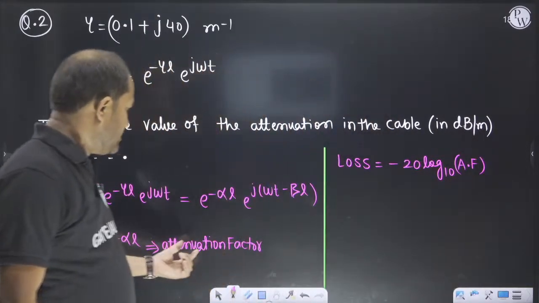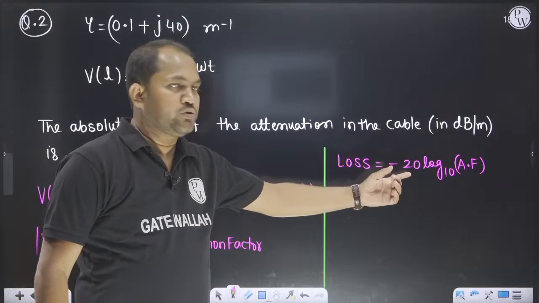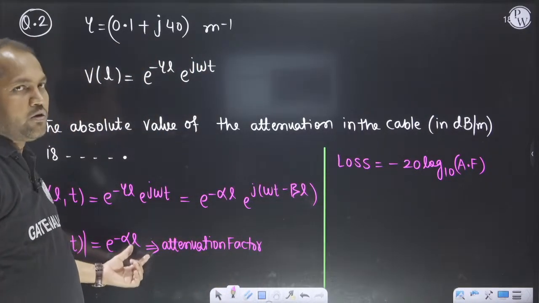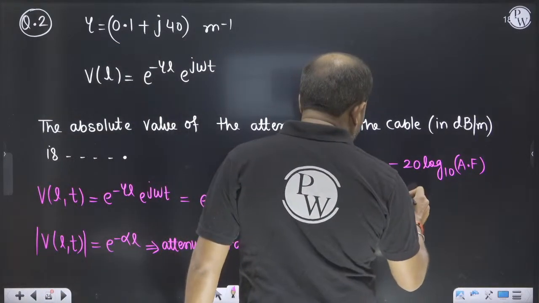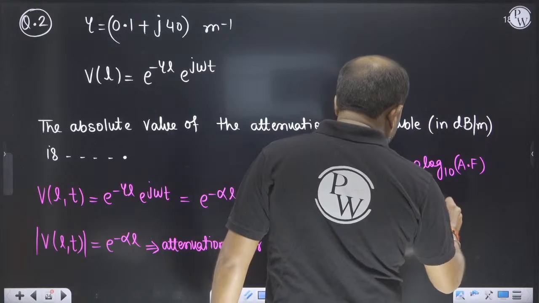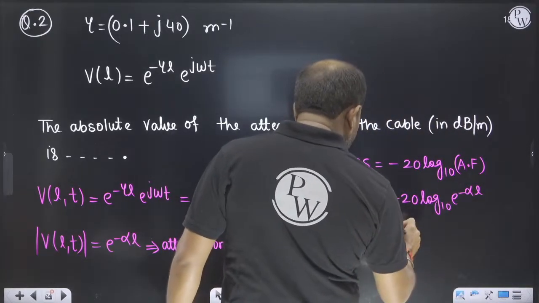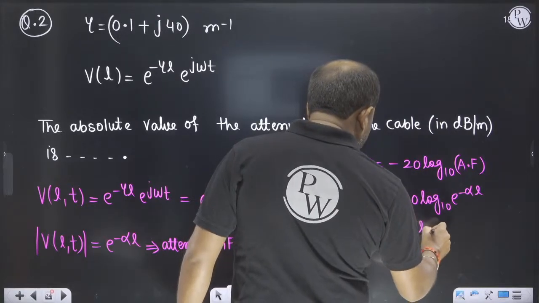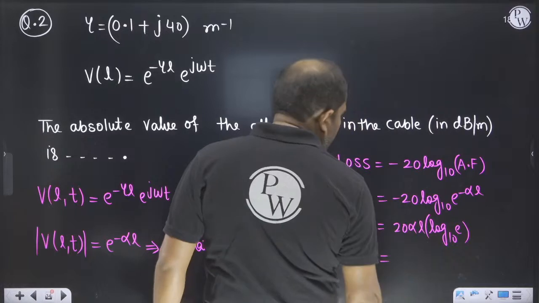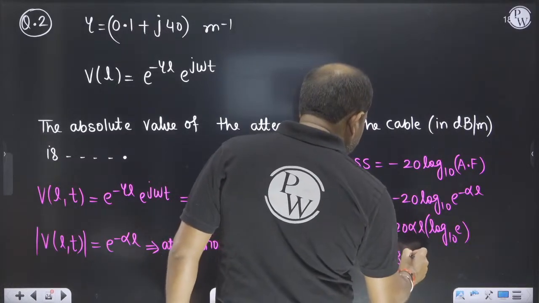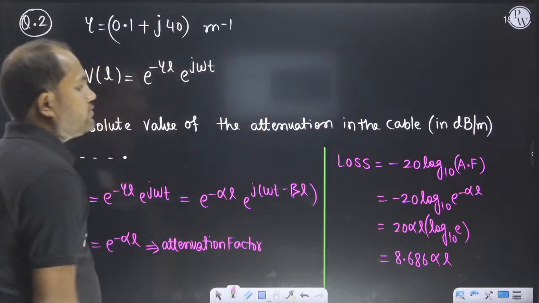So why is it minus? Because it is a loss, so minus. It is voltage, so I use 20 log attenuation factor because this one is decreasing. So minus 20 log 10 e to the power minus alpha L. So it will be 20 alpha L log with base 10 e. Then I will solve, I will get 8.686 into alpha L. This is the loss.